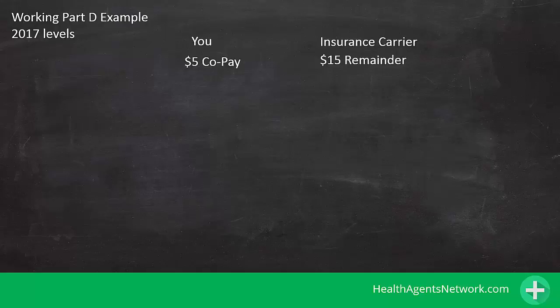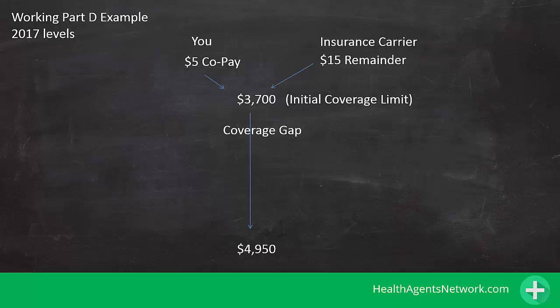So you're going to continue to pay throughout the year your copays, your co-insurance for your drugs. And the insurance carrier is going to pay whatever remainder that is. That's going to keep on going until you reach $3,700. This is your initial coverage limit. Once you hit this number between you and the insurance carrier, or total drug cost, you're going to hit the coverage gap or the donut hole, as you may have heard it called, until you reach $4,950. Once you hit this number, you're out of the coverage gap and you only pay 5%.